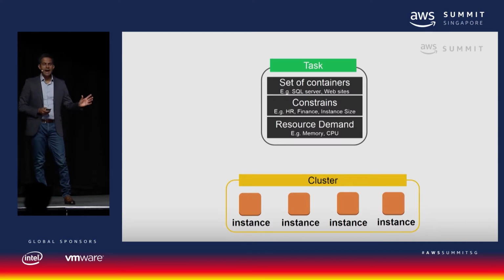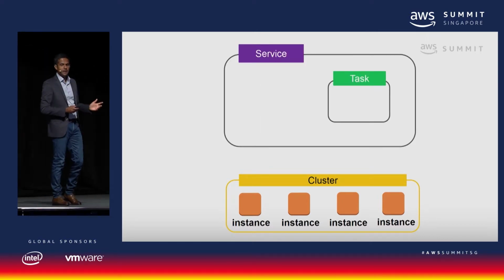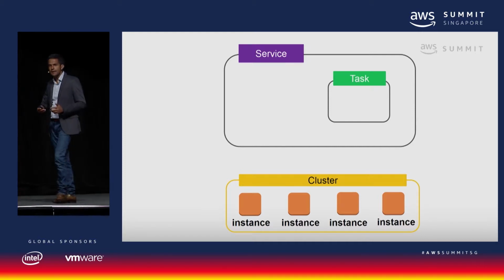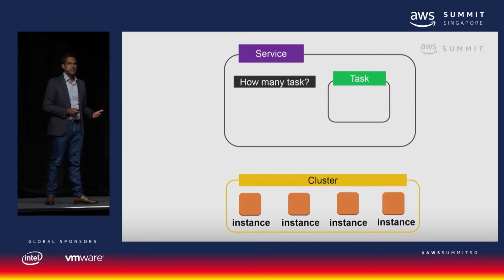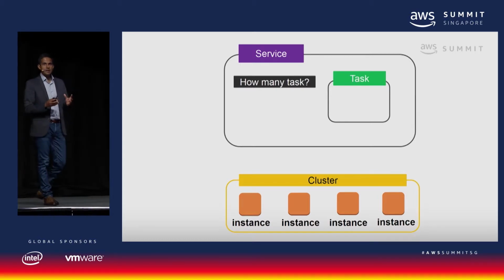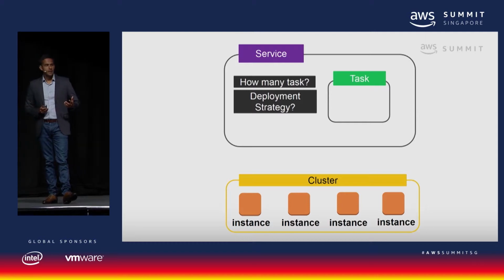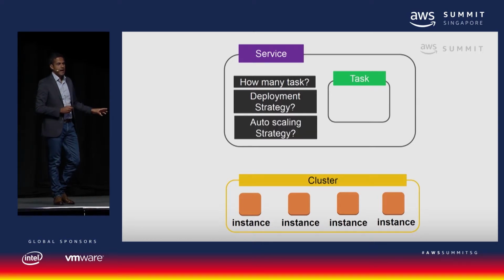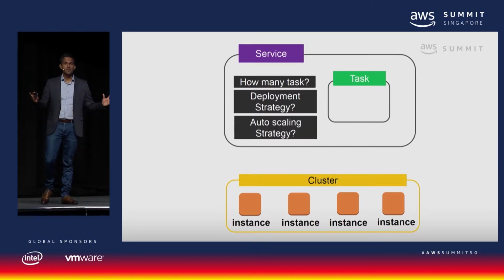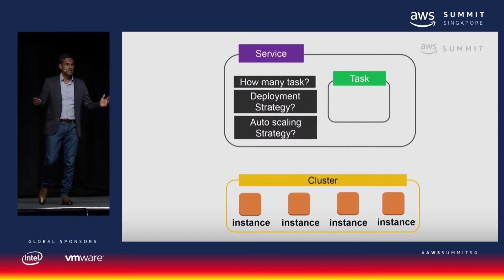Once you define this task, you create something called a service. A service is nothing more than a wrapper around that. It tells things like how many tasks, meaning how many of these containers, I want to run. What's the deployment strategy? If I'm publishing a new version of this HR application, how am I going to decommission the existing versions? And how am I going to auto scale? When the workload comes and the CPU goes to 80%, I want to add more tasks.